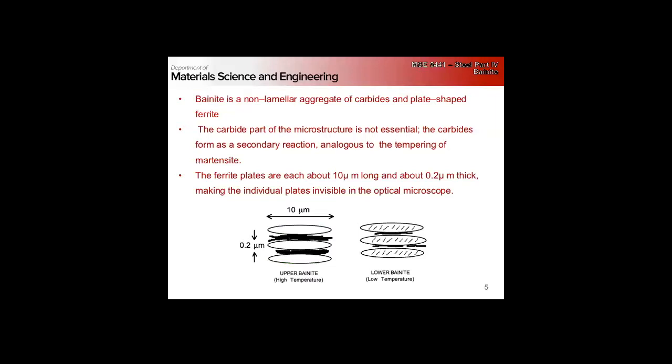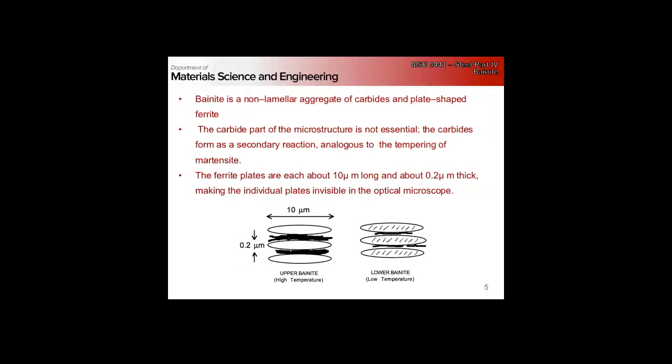So these individual plates are only about 0.2 microns thick. That means we can't see the individual plates in optical microscopy, right? You can only see what we call a sheaf of plates.